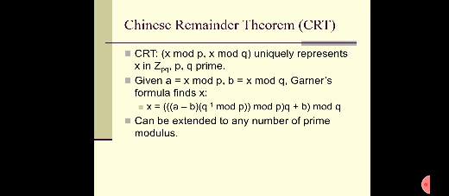Garner's formula to find X: A minus B, their product is multiplied with Q inverse, that is Q minus 1, mod P. Then the mod P operation is applied to this result. Then it is multiplied with Q plus B. Then over this complete result, mod Q... it can be extended to any prime modulus.